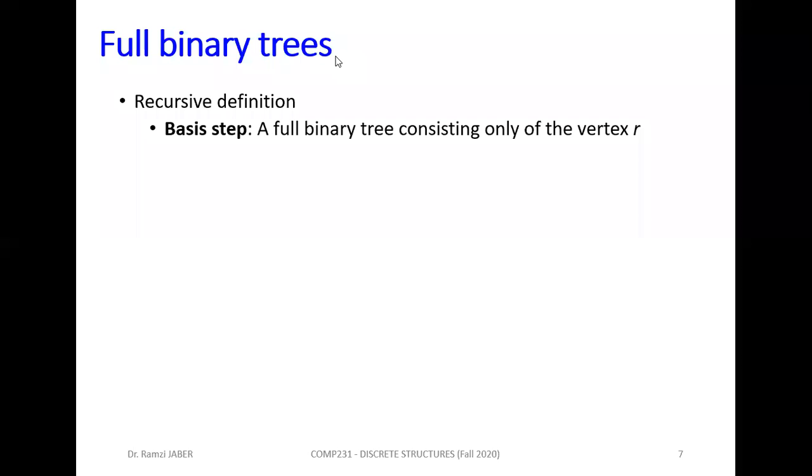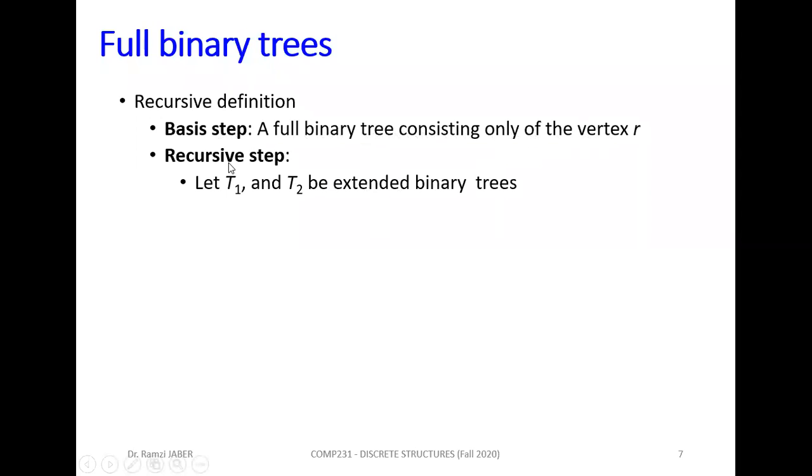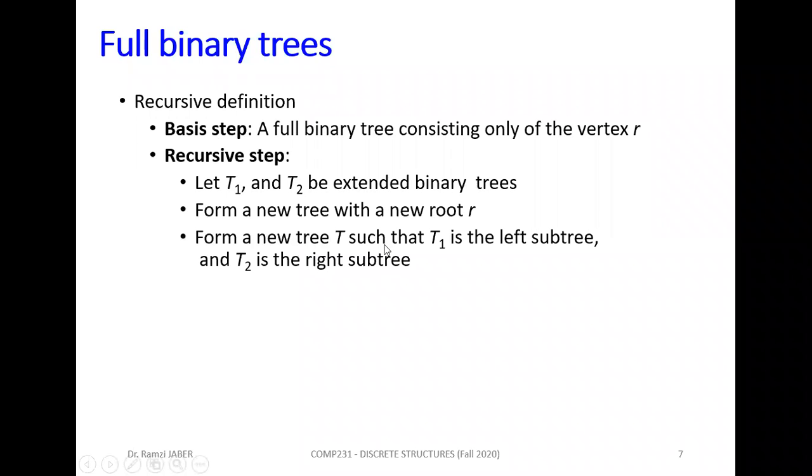Okay, so full binary tree, it's a combination between rooted tree and extended binary tree, like this. Basic step, a full binary tree consists only of the vertex R. Recursive step, let T1 and T2 be extended binary tree. So it's from rooted and extended binary tree. Form a new tree with a new root. Form a new tree T such that T1 is a left subtree and T2 is a right subtree. This is denoted by T equal T1 times T2.